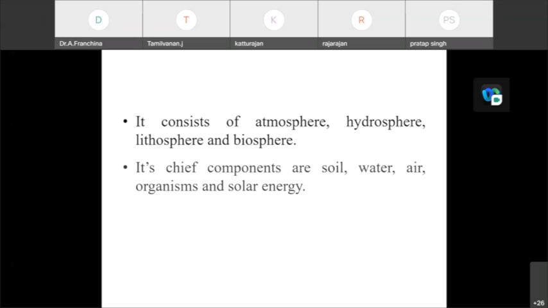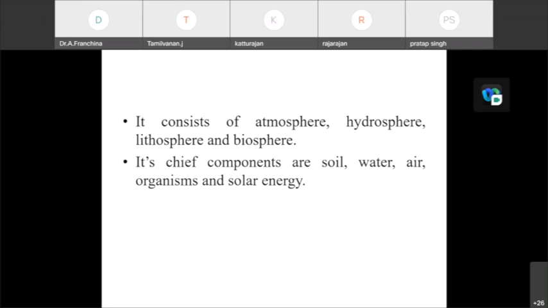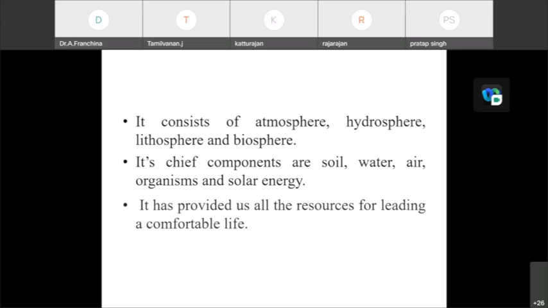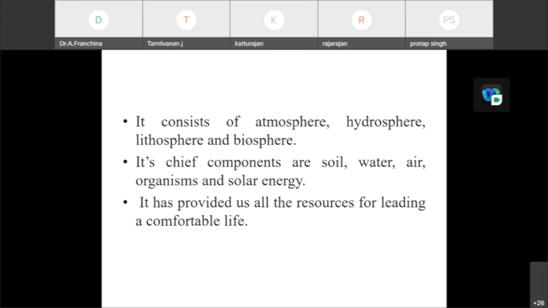A chief component, we further classify based on these spheres: soil, water, organisms and solar energy. If we say the environment is good, the interaction between these organisms and the components like air, soil and water should be effective. It has provided us all the resources for feeding. Just imagine if we don't have good soil, tell me what type of agricultural practice you will do.